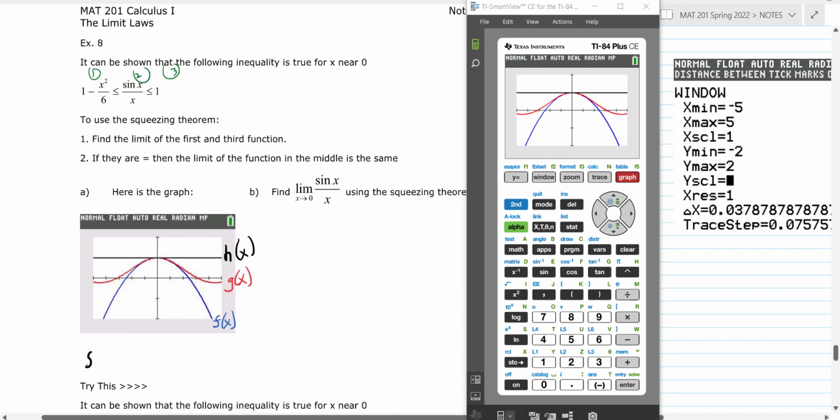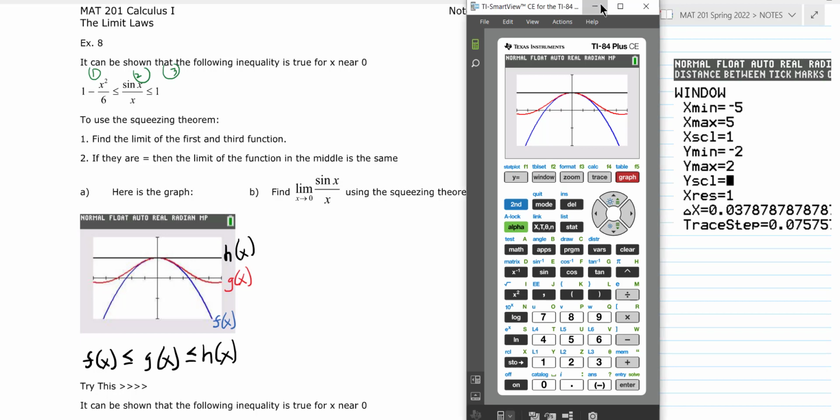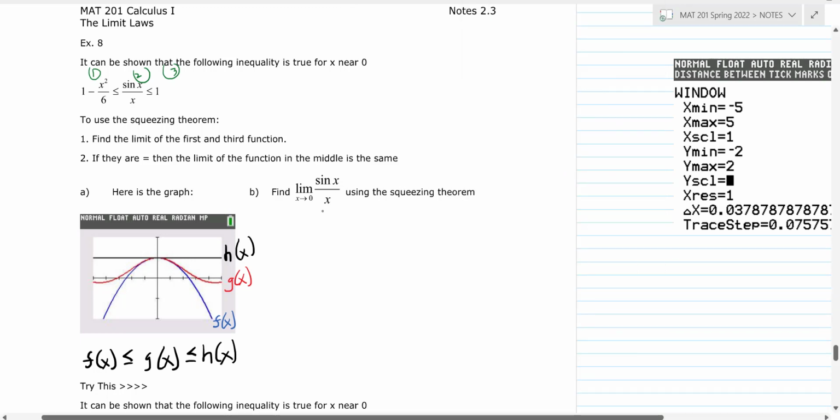So what we're saying is that f of x is less than or equal to g of x is less than or equal to h of x on this small neighborhood right here. By the squeezing theorem, you show your steps like this. You do the limit as x goes to 0 of the first function. All you have to do is plug in 0. This is like a polynomial function, so you get 1 minus 0 squared over 6. That's 1 minus 0 over 6, that's 1 minus 0, so that's equal to 1.